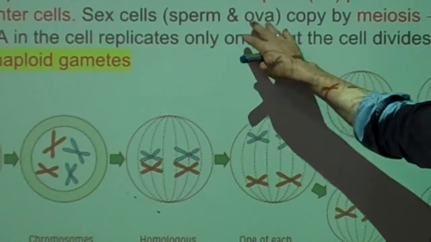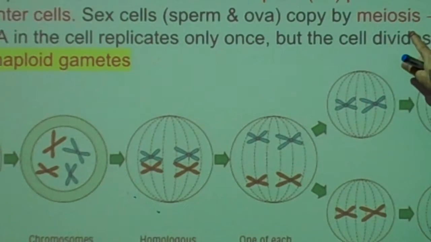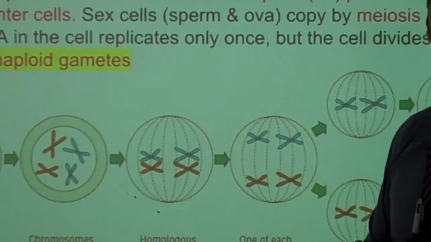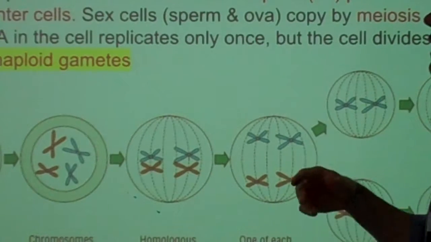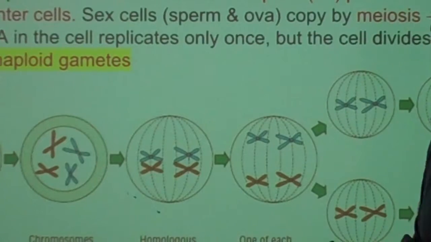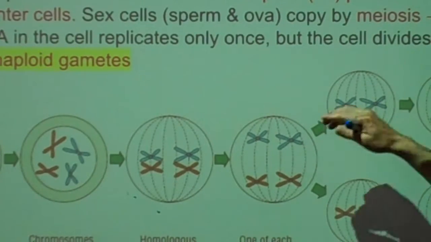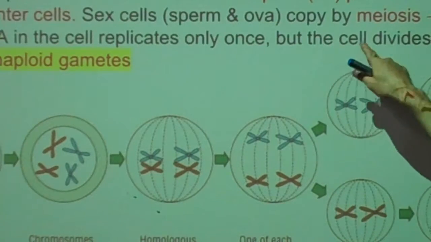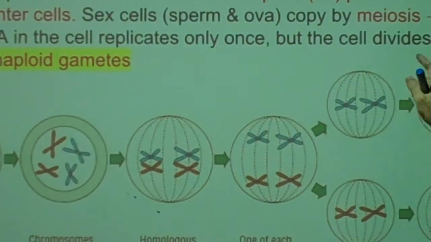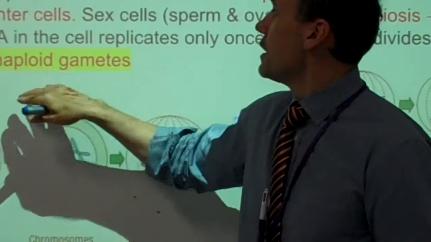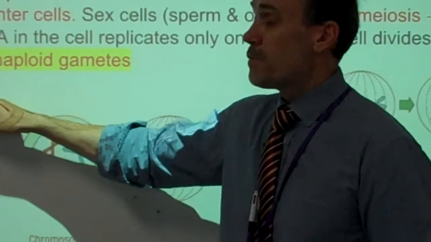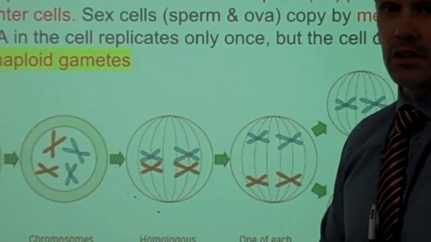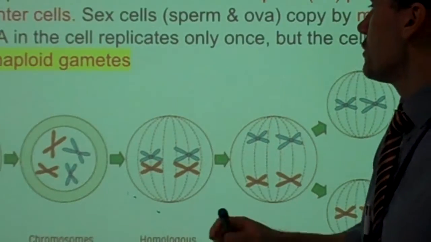Sex cells, sperm and ova, are made by meiosis, okay, producing gametes that have a haploid number of chromosomes, N equals 23 in this case. The DNA in the cells replicates only once, but the cell divides twice. So sex cells are haploid gametes. The purpose of this is for replication in the sense of sexual reproduction.